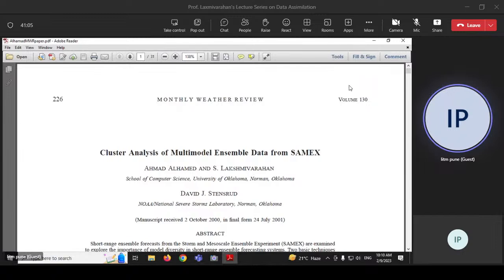So this is one of the simple applications of unsupervised learning to gather information about meteorologically related questions. So cluster analysis of multi-model ensemble data from SAMX. SAMX was an experiment conducted by NSEP in USA. As I told you, they have 4 models. So I'm going to show you some of the details thereof.